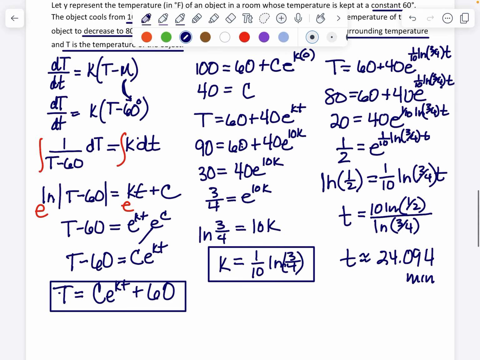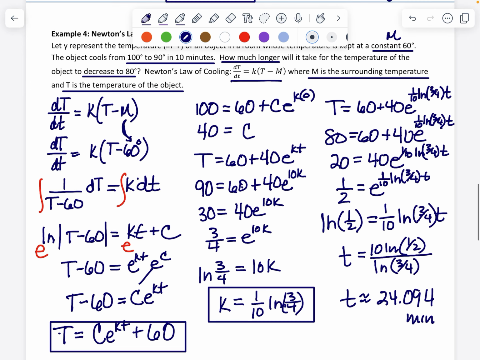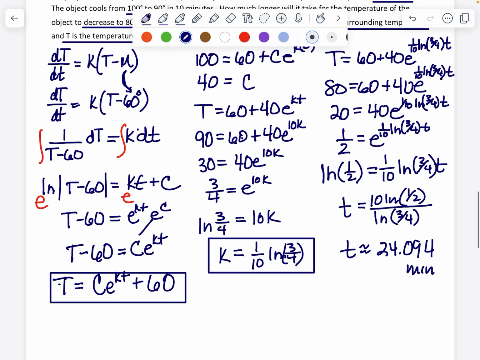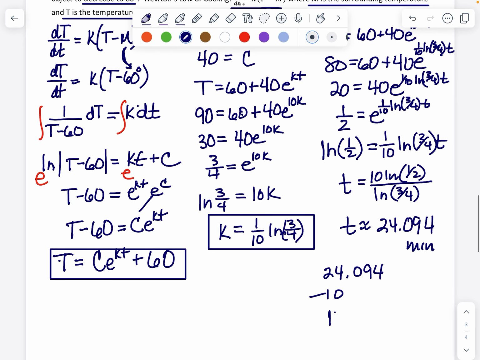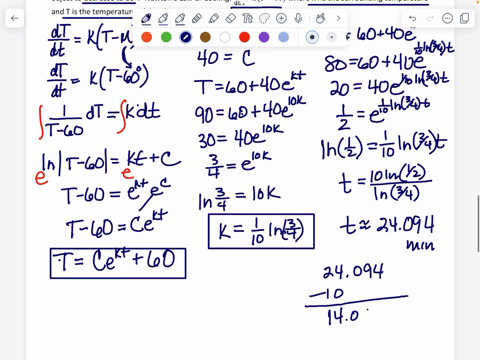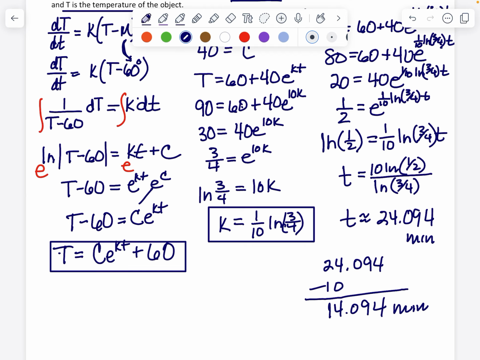But that's not the answer, because remember, we have to take 10 minutes off of it that already occurred before this. So we would have 24.094 minus 10, and that would give us 14.094 minutes. It's so funny, my pen's lagging again. So to get to 80 degrees, it would take 14.094 minutes to cool.